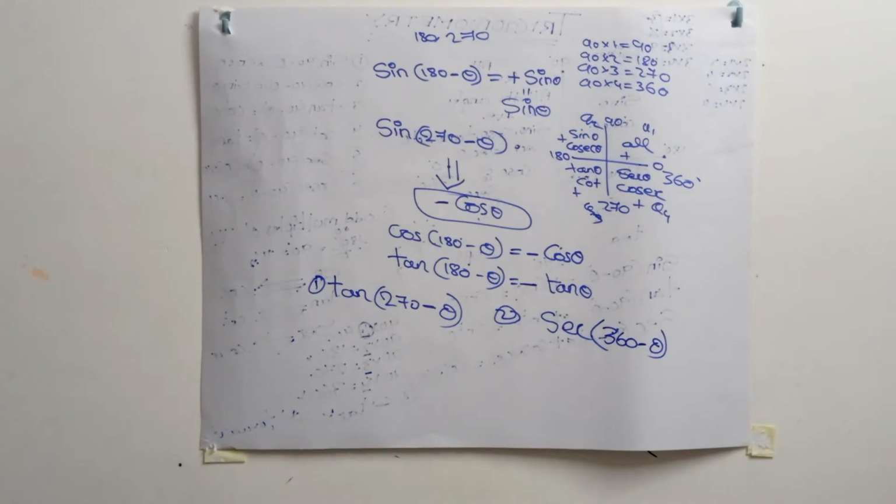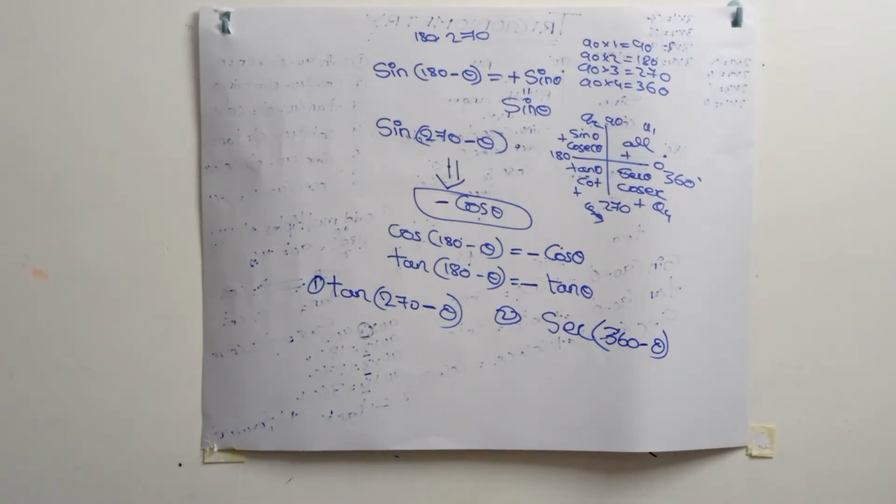Keep doing. The questions are tan 270 minus theta and secant 360 minus theta. I'm giving you 1 minute because these are very small sums but really important. Guys, is it clear? Pause your video and try to do it. After 1 minute, I'll start doing.